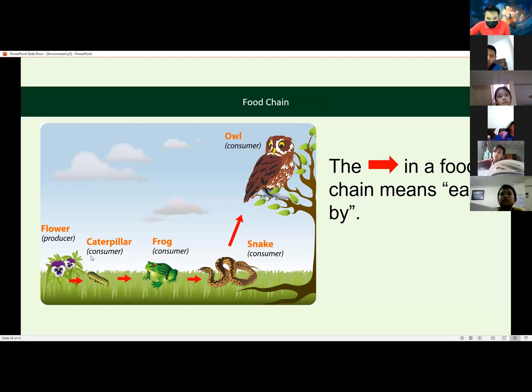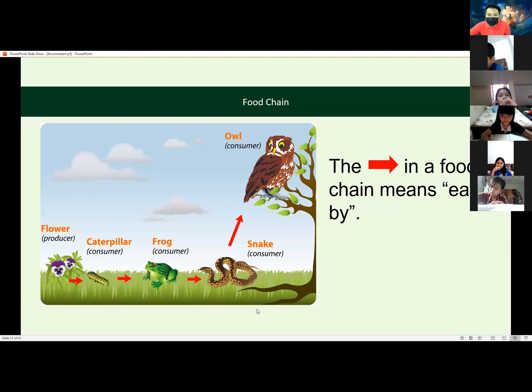Okay, so here in this picture, the flower is eaten by the caterpillar. The caterpillar is eaten by the frog. The frog is eaten by the snake, and then the snake is eaten by the owl. Get it?